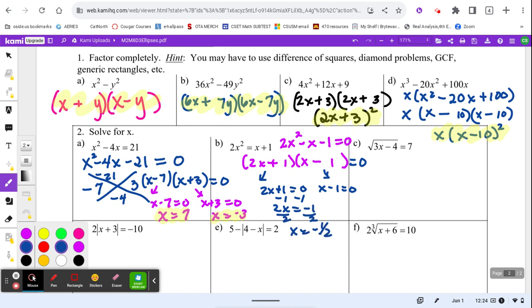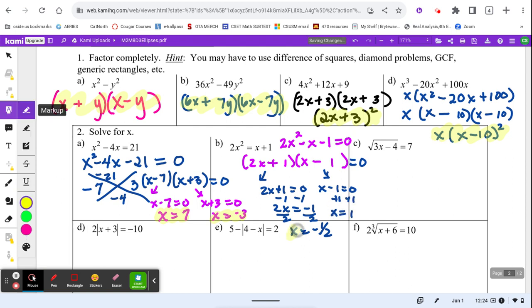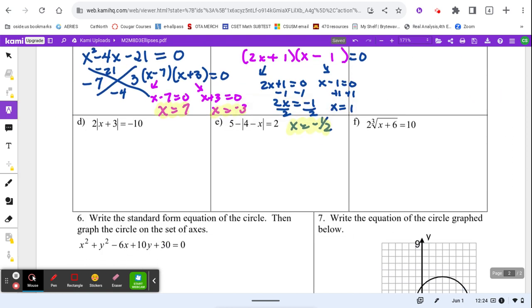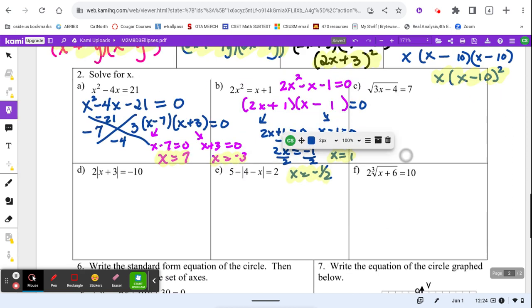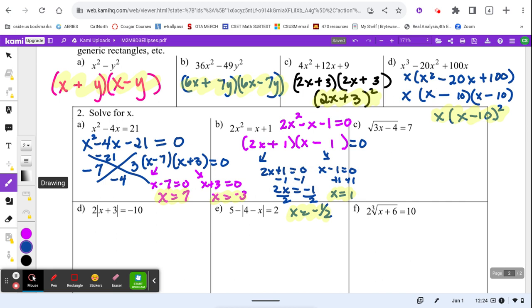The first solution is x equals negative 1/2. The second solution is x equals 1. These are my two solutions for the quadratic. Again, using factoring as the method and then solving.